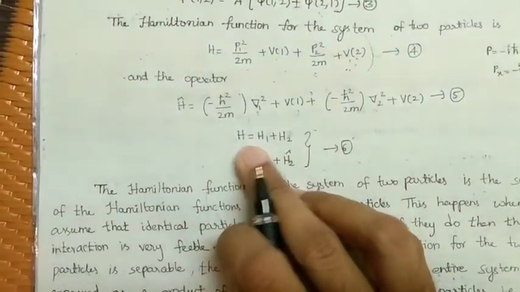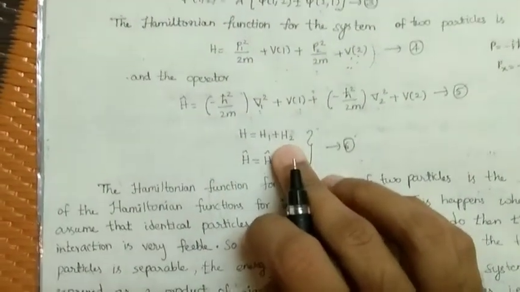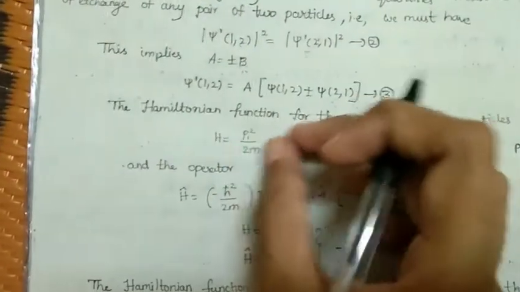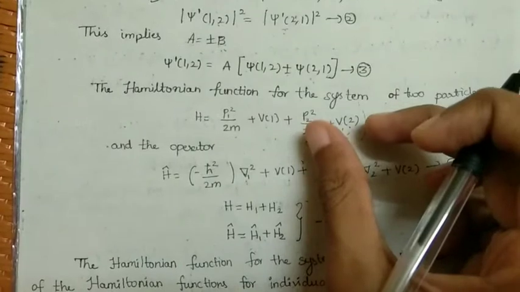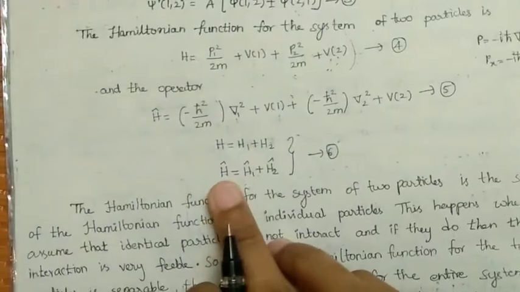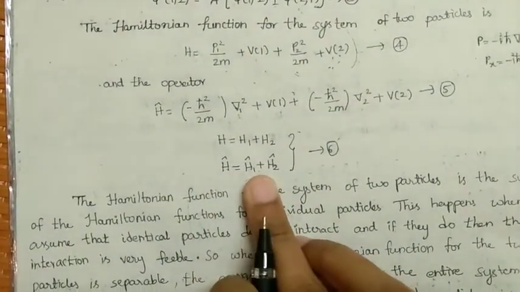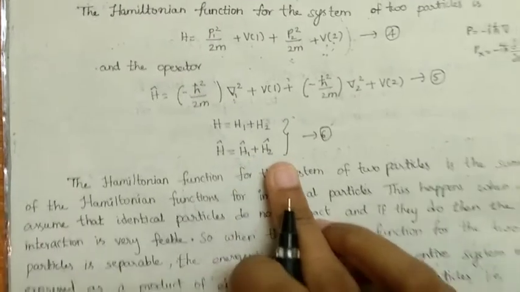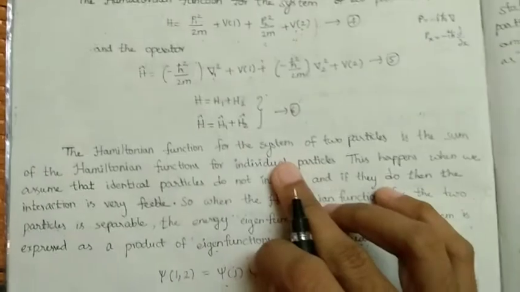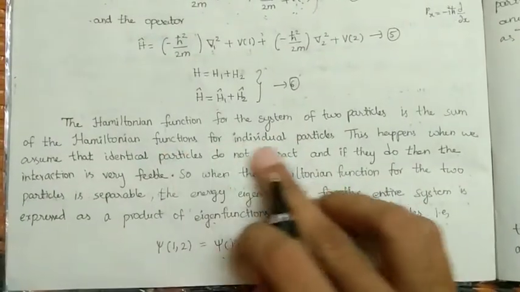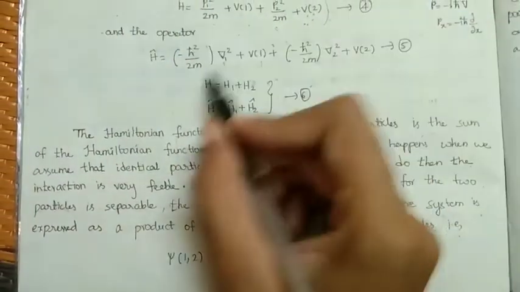And H is equal to H1 plus H2. From this we can easily see that this is the Hamiltonian of the first particle and this is the Hamiltonian of the second particle, and hence the Hamiltonian operator for the system can be written as H1 cap plus H2 cap. And the Hamiltonian function for the system of two particles is the sum of the Hamiltonian functions for individual particles. That is this part they are saying.